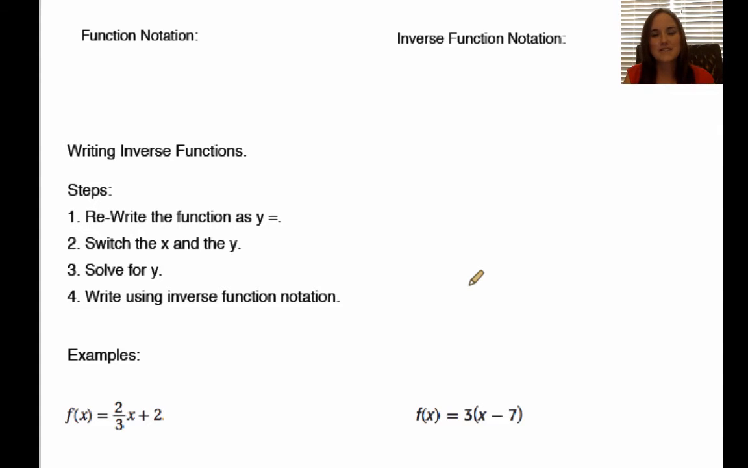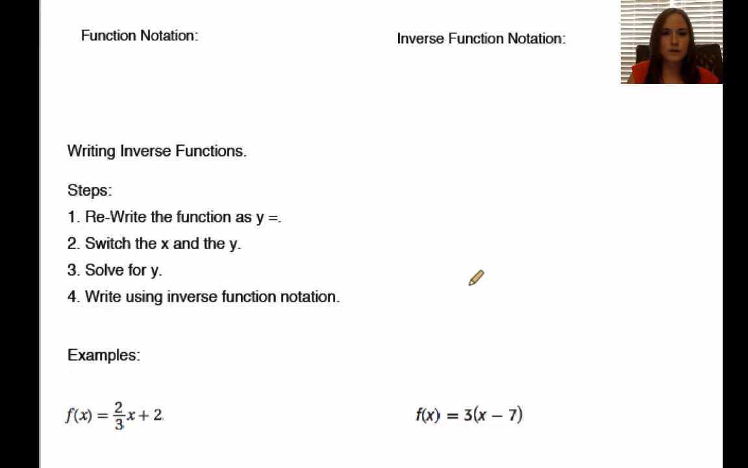Hi everyone! In this video we're going to continue talking about inverse functions and relations. Specifically, we're going to talk about the function notation and how to algebraically write a function in the inverse as its inverse. We want to get the inverse function.